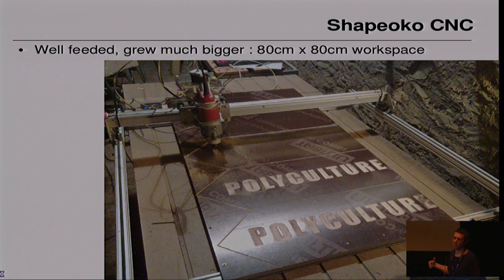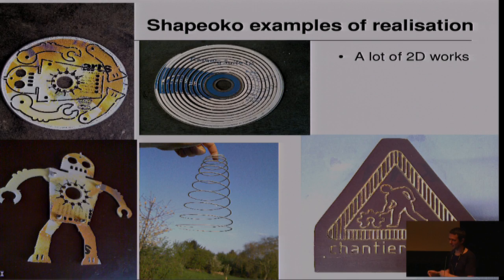Then after some time it was too small for me, so I made it bigger. I added a second motor and things like that to have an 80 centimeter working area, so that I can do bigger work, but the bigger, the less rigid. So I lost in rigidity what my improvement brought. I don't have anything to show you here because I use it a lot for 2D work, so I don't use Blender for that.